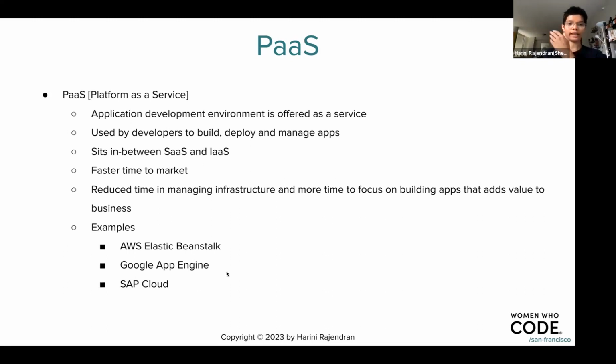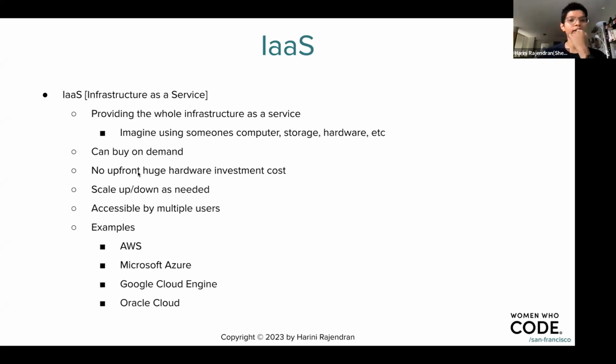And the third one is, again, one level further above, called infrastructure as a service. So here, it's literally like you are using someone else's computer. They are providing the whole infrastructure as a service to you. Just that the computer or the storage or the hardware doesn't sit in your real estate, it's sitting in someone else's place. Again, you can buy them on demand. If you want one server today, and if you want 10 servers tomorrow, you can buy them, and then the day after tomorrow, you can scale it back down to one server.